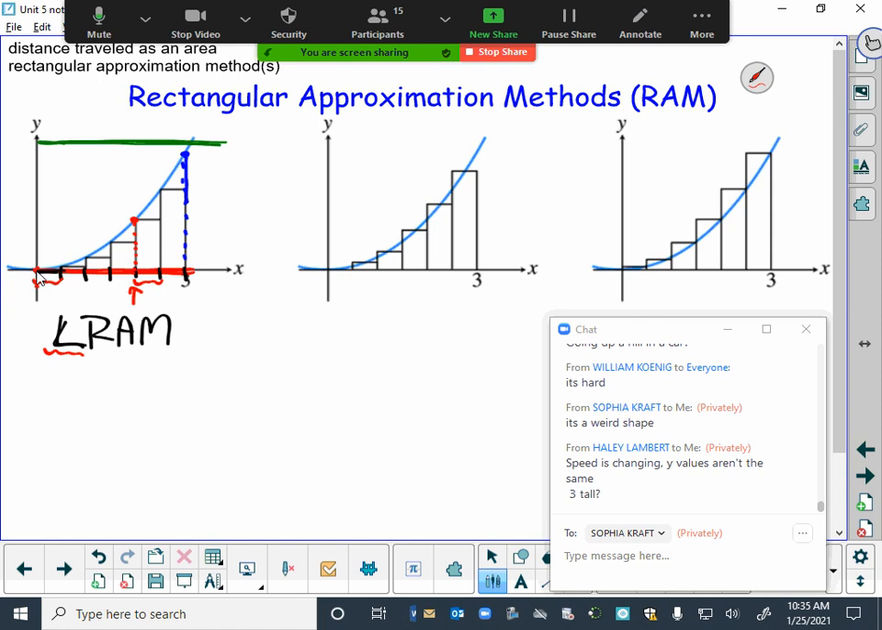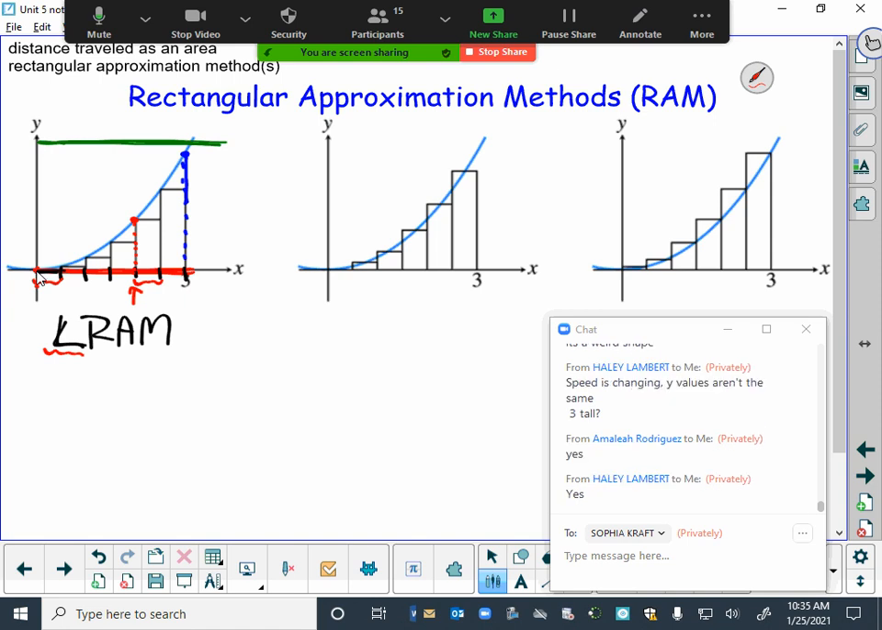Is that making sense so far? Okay. I've got one yes. It needs to make sense to a lot more people. Okay.